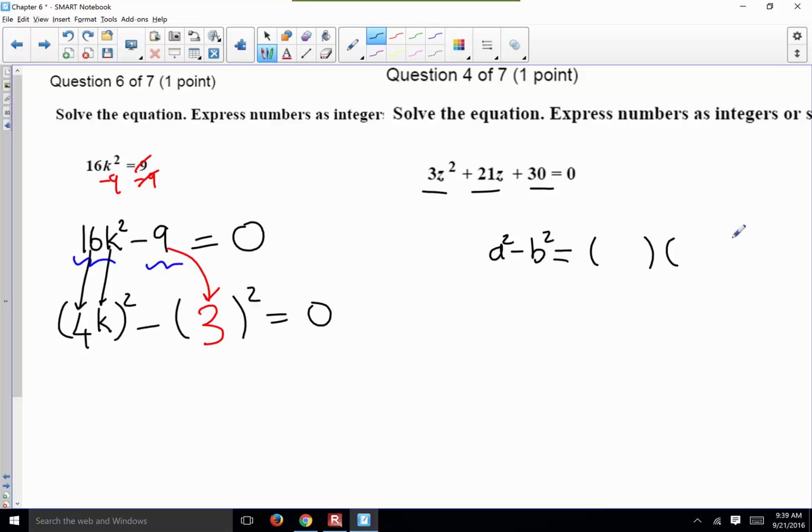You take 2 sets of parentheses. Whatever you see under the square in the first part, you put it into both places. Whatever you see secondly under the second square, you put it here. Once you use a plus, once you use a minus. It doesn't matter which order. 1 plus, 1 minus.